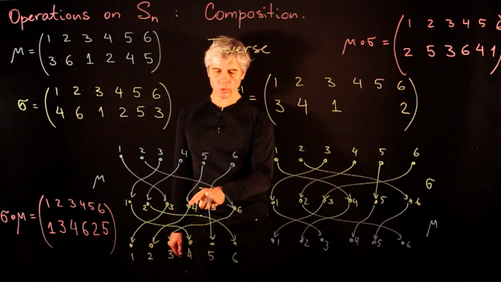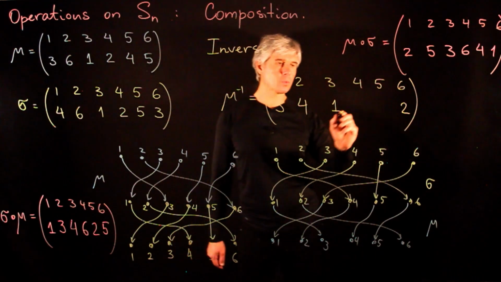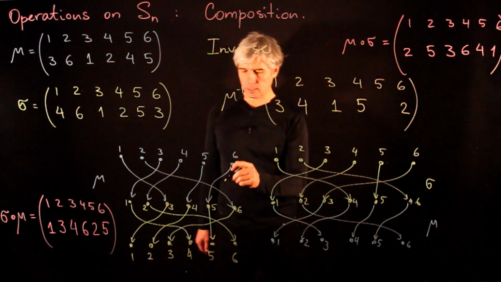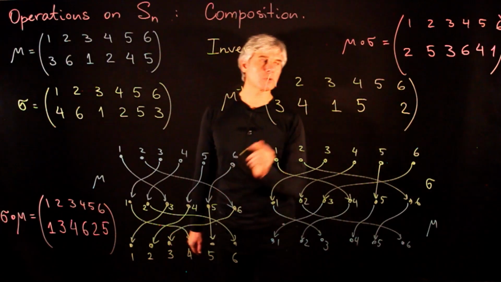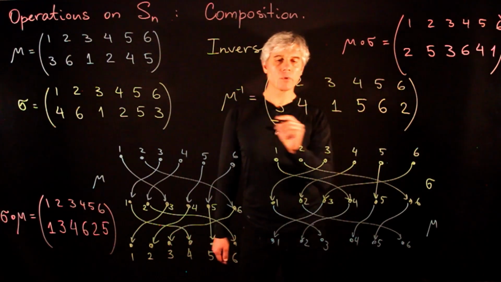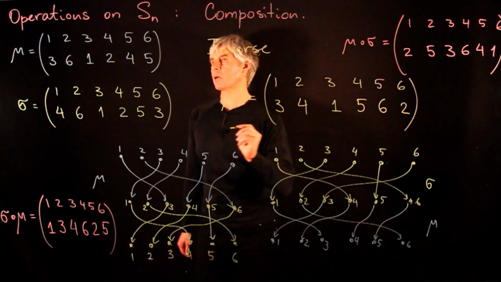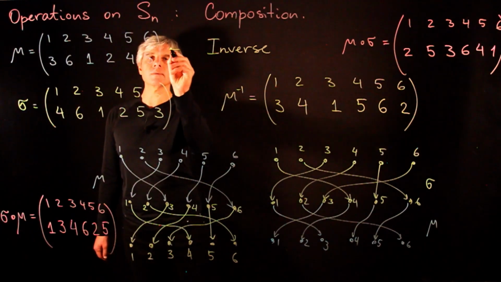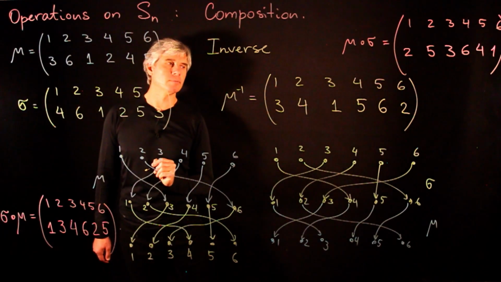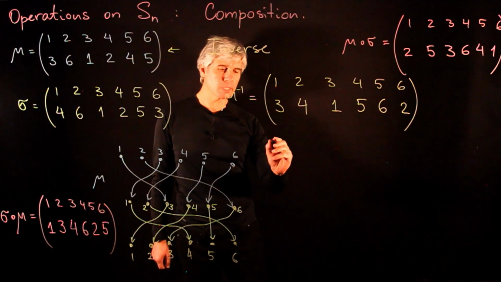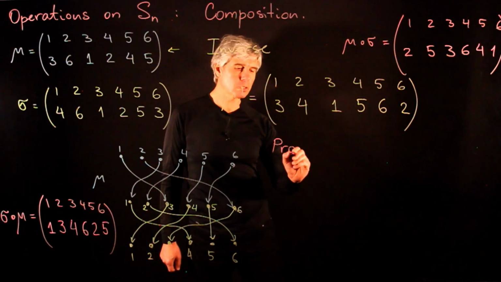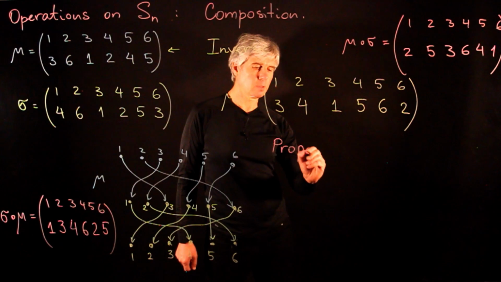So 5 goes to 4. Under the inverse, 4 will go to 5. And 6 goes to 5. Under the inverse, 5 will go to 6. So this is the inverse of the permutation mu that is given here. Let us state some properties for operations on permutations.